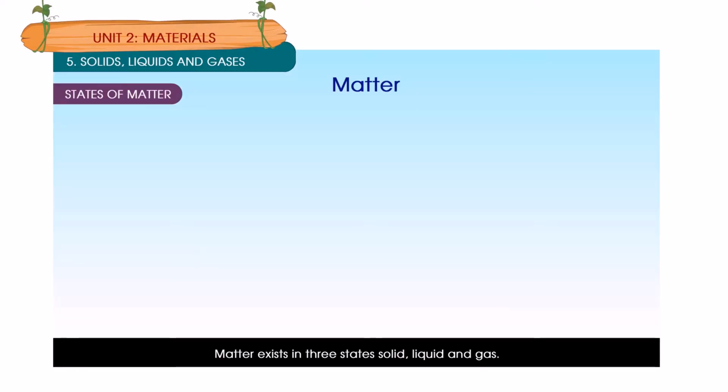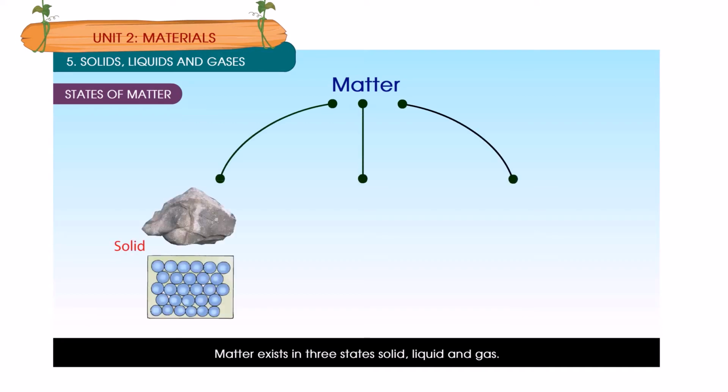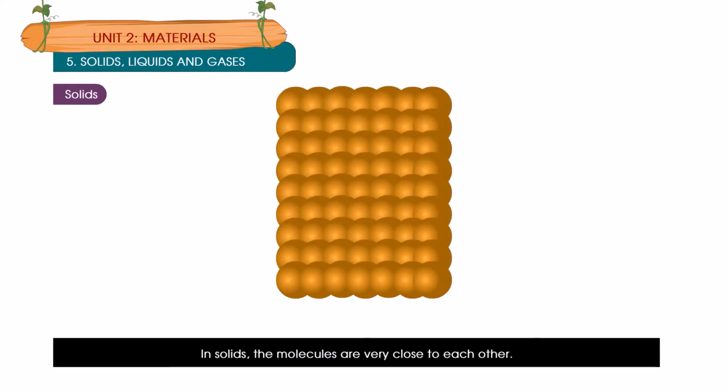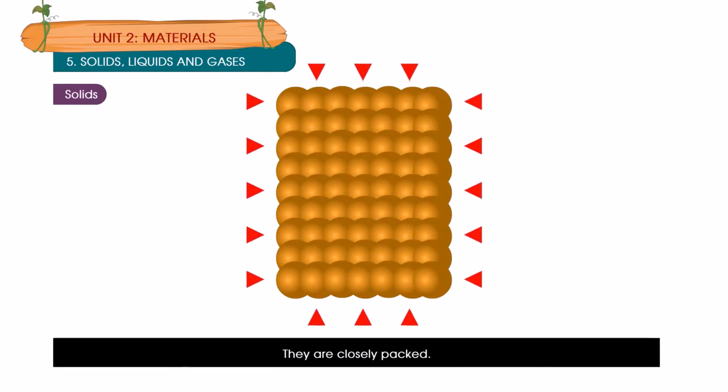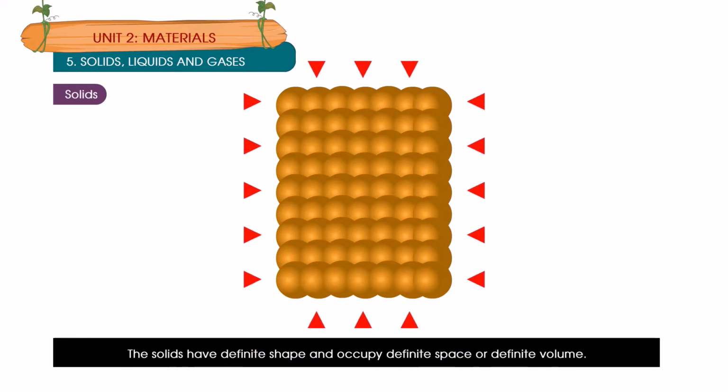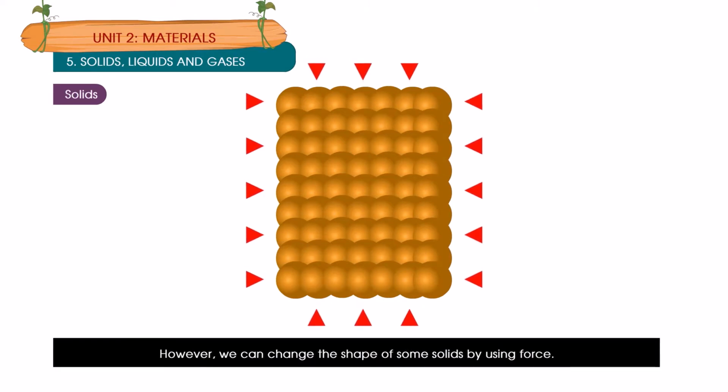States of matter. Matter exists in three states: solid, liquid, and gas. Solids. In solids, the molecules are very close to each other. They are closely packed. That is why solids are hard and rigid. The solids have definite shape and occupy definite space or definite volume. However, we can change the shape of some solids by using force.